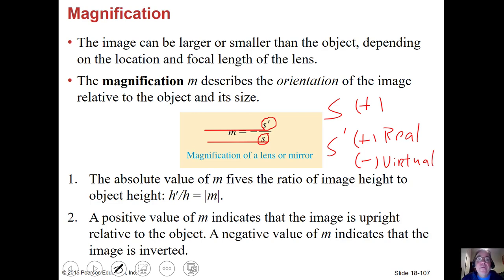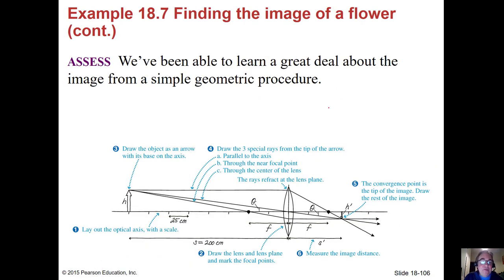So the image that you saw that was formed was on the other side of the lens from where the object was. Let me go back a slide. Here's the object, here's the image. They're formed on opposite sides of the lens. So when that happens, S prime is positive. We'll see the case where the image is formed on the same side as the object.